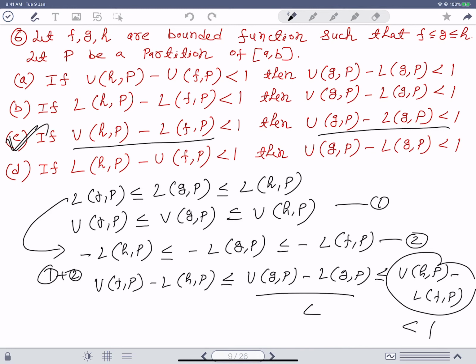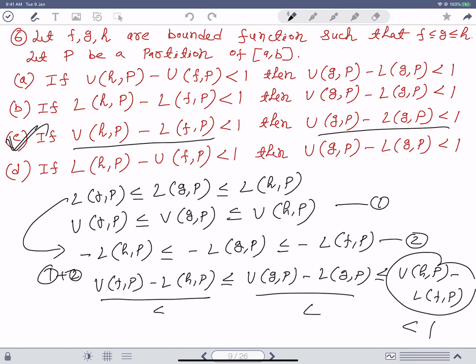Now what about the other options, A, B and D? Now D looks like impossible because it says that, see, this part is less than or equal to 1, right? No, which part is it? UFP, right, it is something like the negation of that one, right?